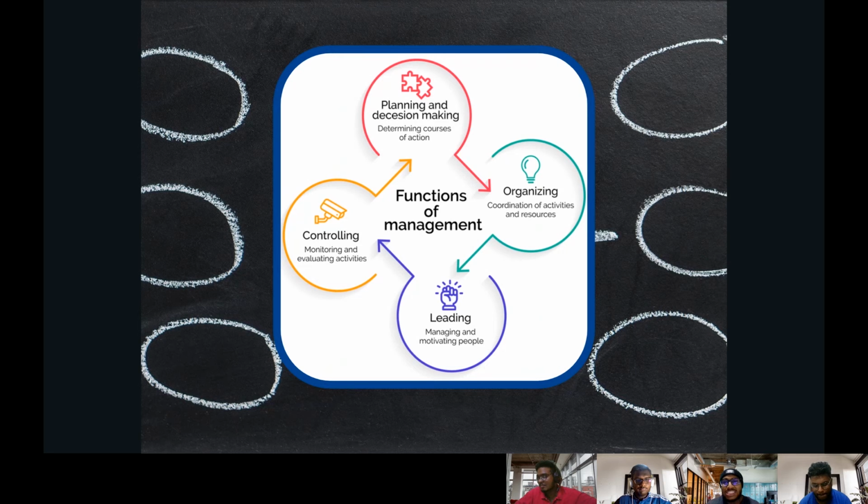Organizing, coordination of activities and resources. As we plan, we are organizing right now how many resources of human labor are required and so on. Leading, managing and motivating people. So as a leader, we should motivate people so that they give their best when doing things. Okay, controlling, monitoring and evaluating activities is important to make sure we are on track as well.